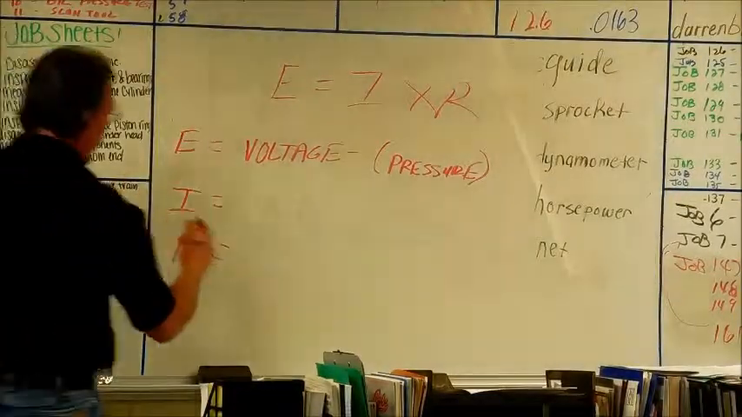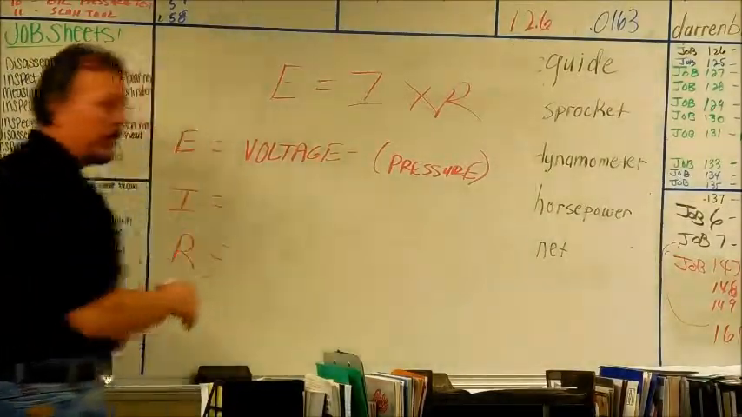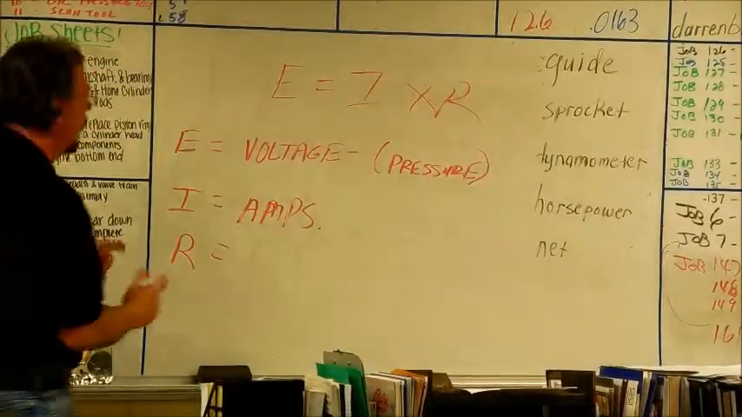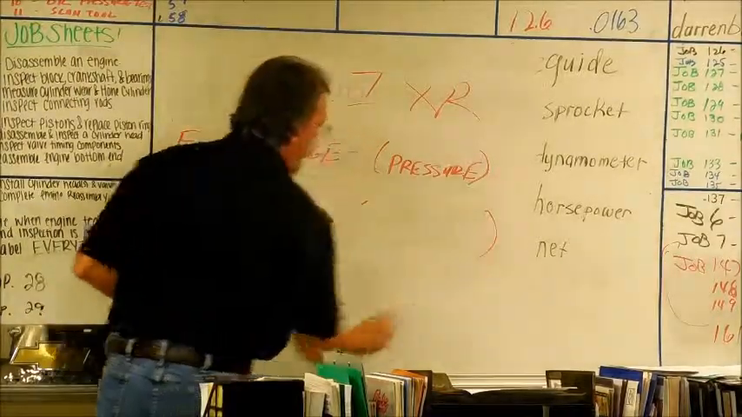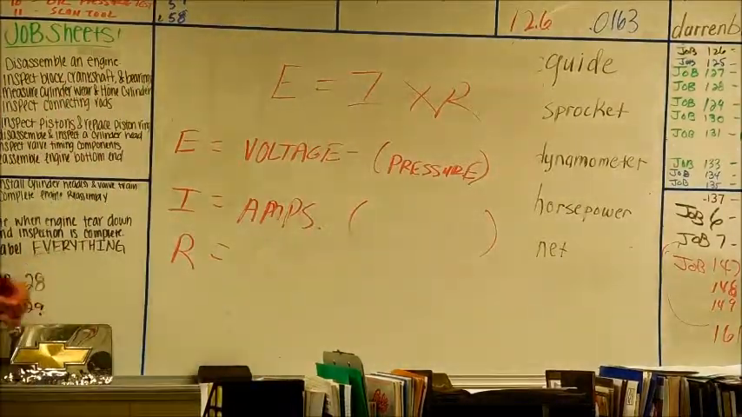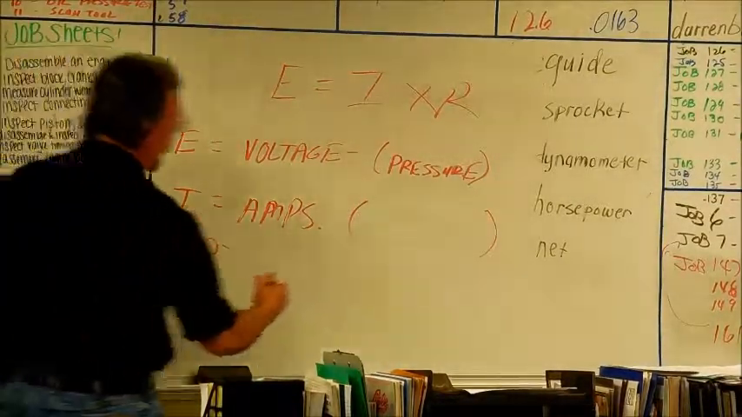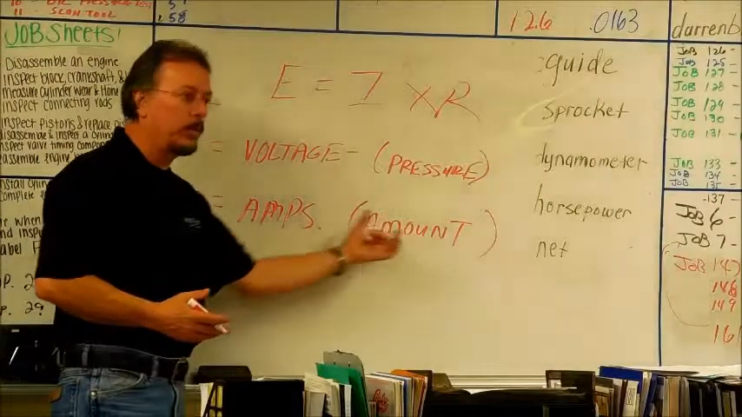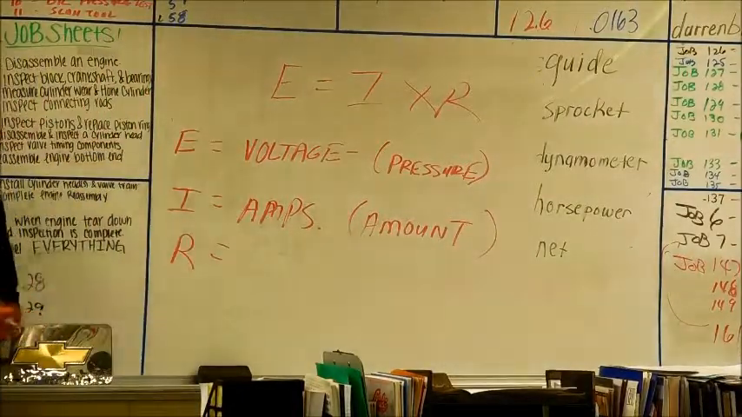Now, let's look at I. I is intensity in the scientific formula, but we're going to call it what? Amps. Let's put an association of a word with amps, something that you're familiar with, and that would be the amount. So let's just go ahead and use the word amount. I know you guys understand that. So this is the amount of amperes flowing through a circuit. Okay? Does that make sense to you?